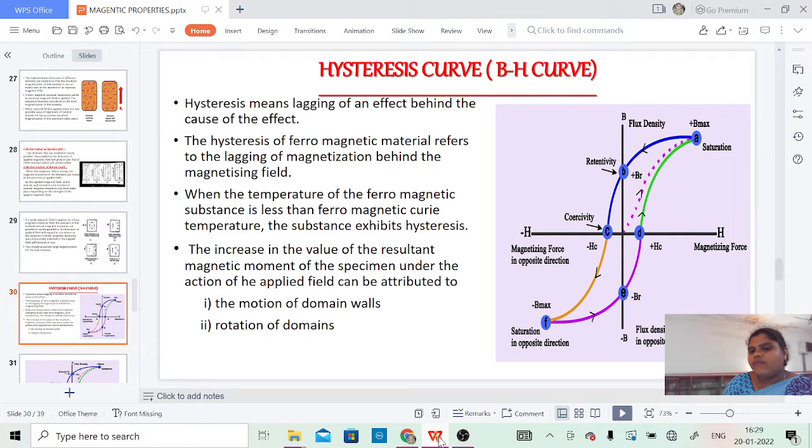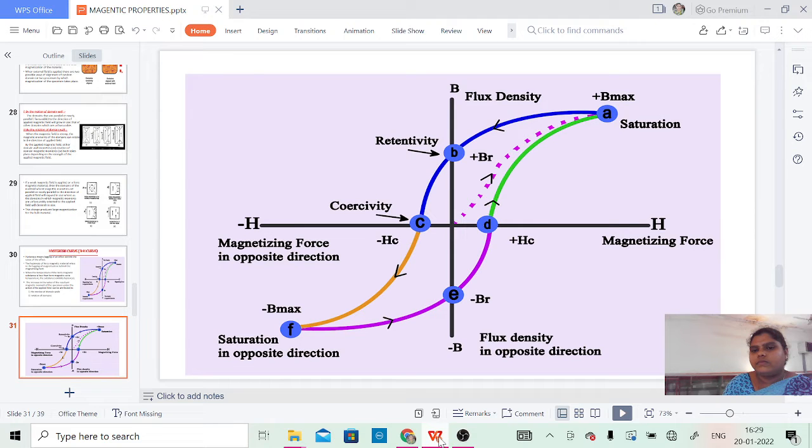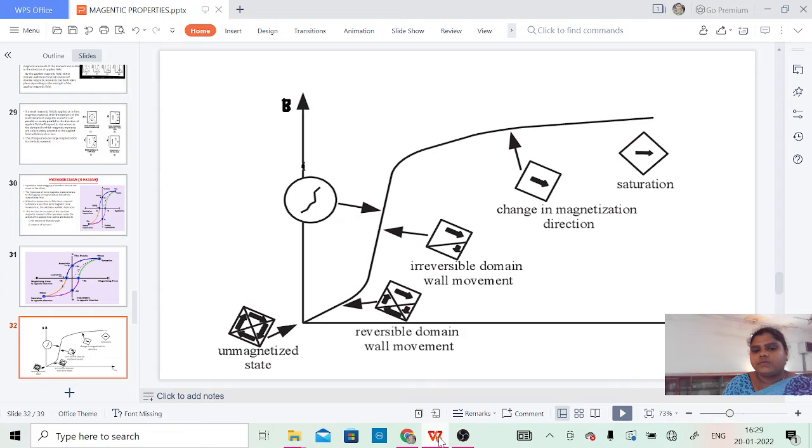At point F the field is negative, and at point E there is also a flux density that is negative, and at point D there is a magnetizing force. Let us see what all those are. What's happening here?